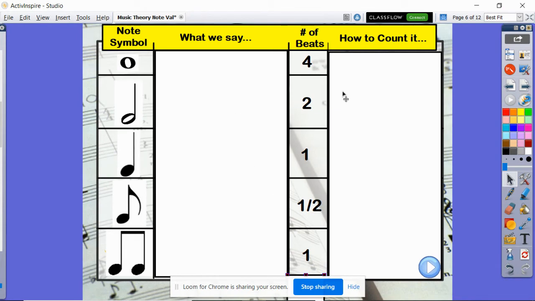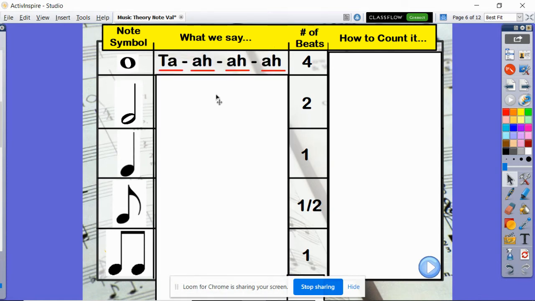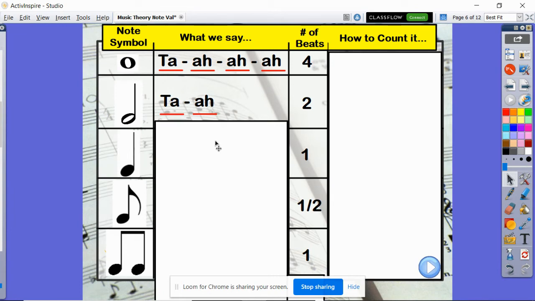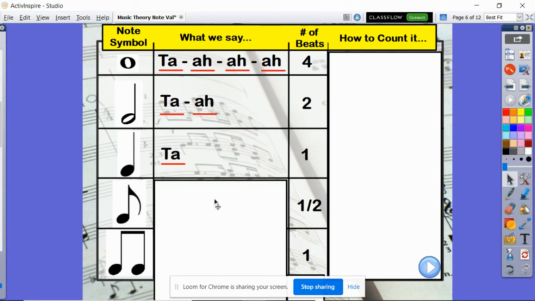Okay, so how do you count, or how do you say it? Let's start with how you say it. We would say ta, a four-count note, for a whole note. How do you say half notes? You have to say it twice to fill up the measure. Ta, ta, right? Then for quarter notes, you would have to say it four times. Ta, ta, ta, ta, in order to fill up four beats.